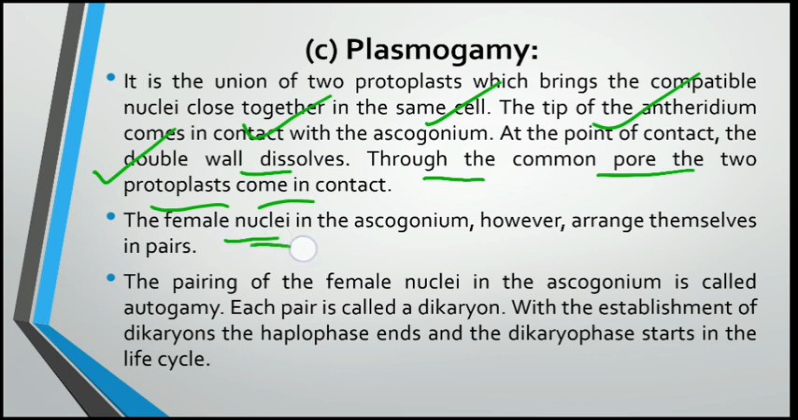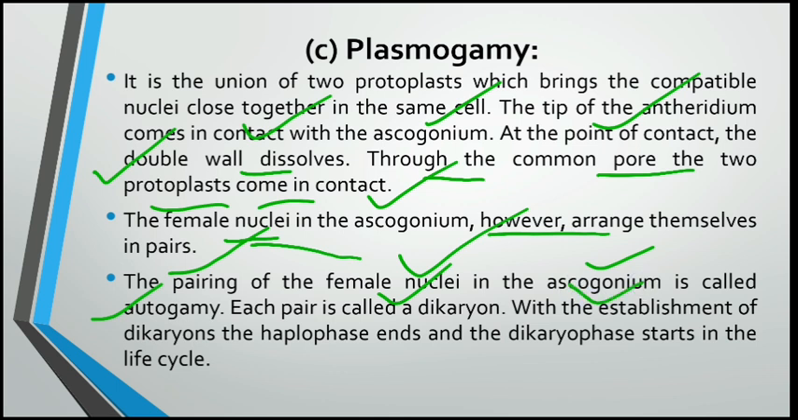The female nuclei in the ascogonium, however, arrange themselves in pairs. Sometimes two female nuclei come close with each other. The pairing of the female nuclei in the ascogonium is called autogamy. So when male and female nuclei come together, it is called plasmogamy. But sometimes two female nuclei come together, called autogamy. Each pair, however, is called a dikaryon.